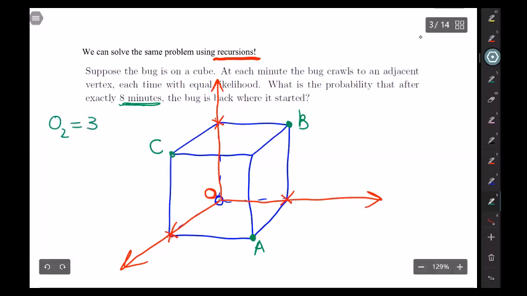3 ways. Yes, that's correct. 3 ways. Do you guys agree? Yes. You can go from O to that guy and then come back, or that guy and come back, or this guy. After 2 moves, there are 3 ways.